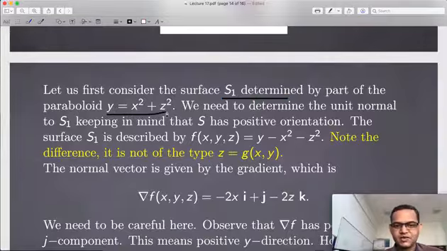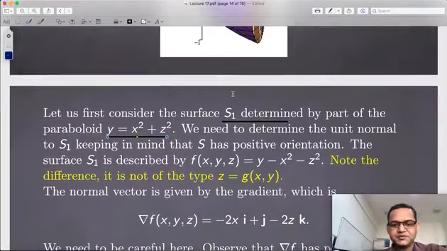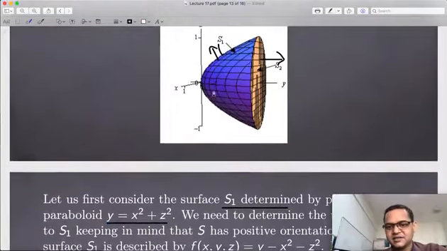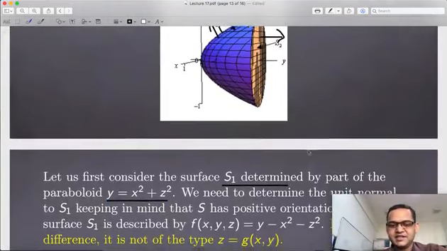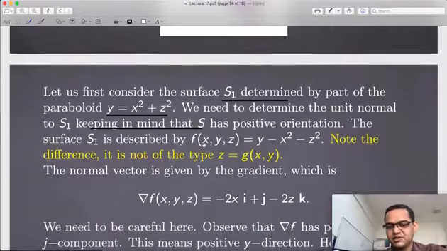Let us first consider the surface S1, which is part of the paraboloid. As I said, the paraboloid is y equals x squared plus z squared. It's not z equals, so you have to keep that in mind. That's why its opening is in the positive y direction. I have been telling you again and again that we need to be careful while choosing or computing the normal vector.